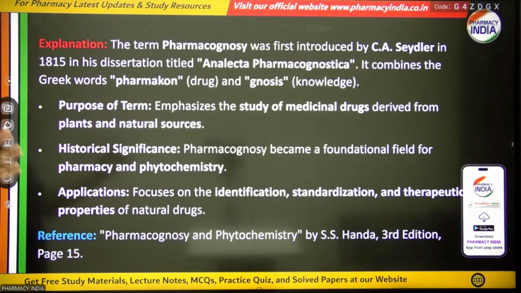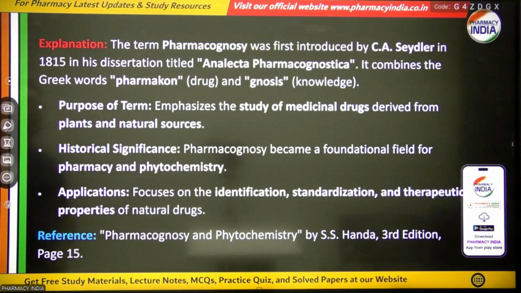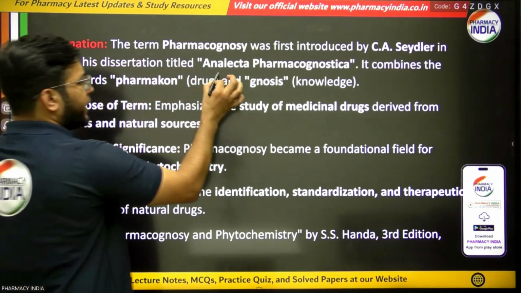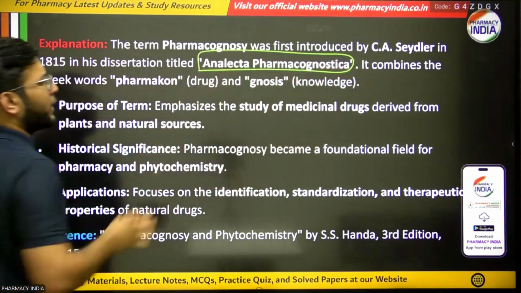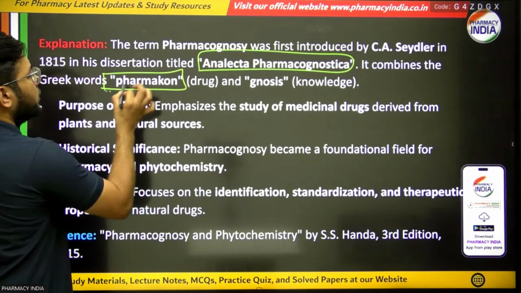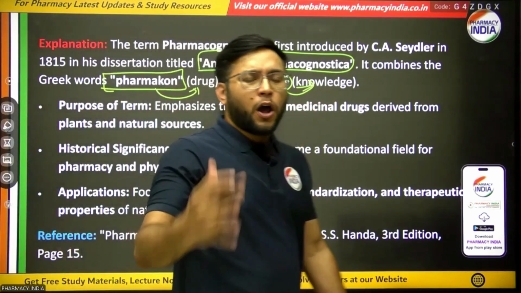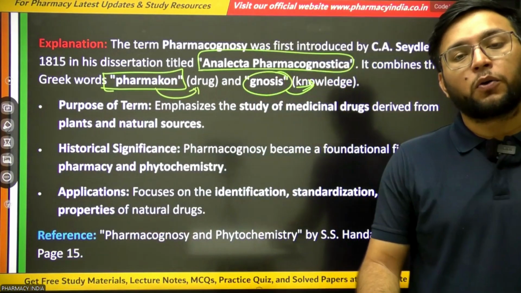Before going to the next question, let me be clear. The term pharmacognosy was introduced by C.A. Seydler in 1815 in a book titled Analecta Pharmacognostica. Pharmakon means a drug and gnosis means knowledge. So the knowledge of the drug is known as pharmacognosy.